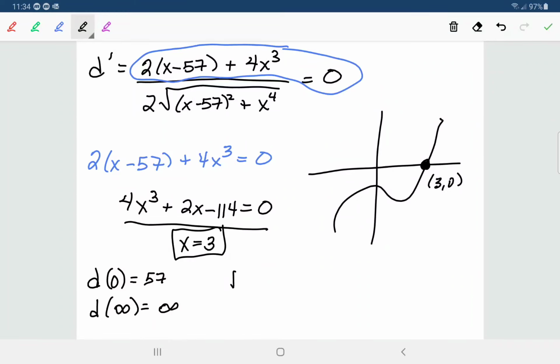So in fact, if we take the distance at 3, what we'll get is the square root of 2,997, which is approximately 54.74. So 3 is the value that minimizes the distance.